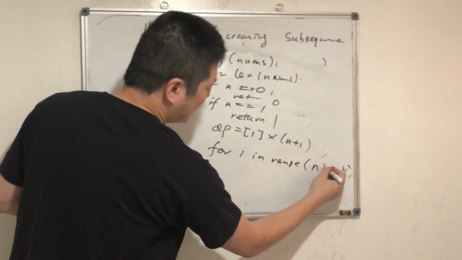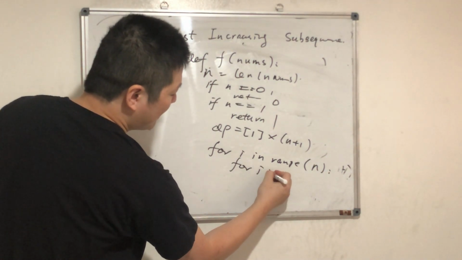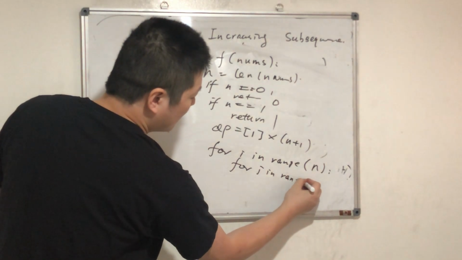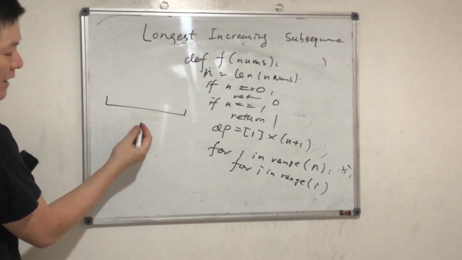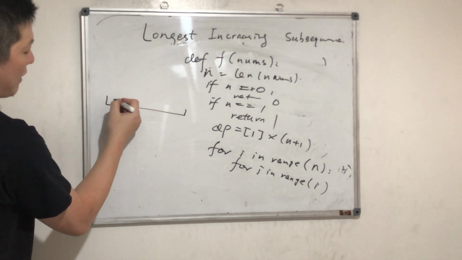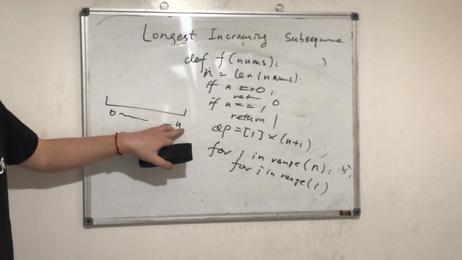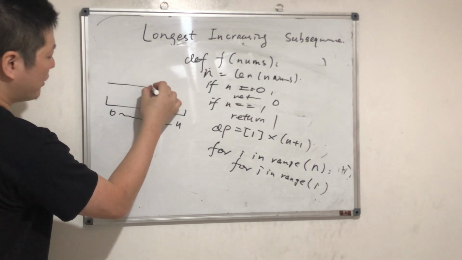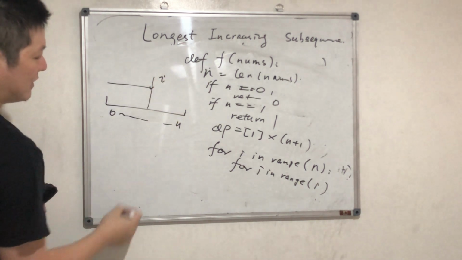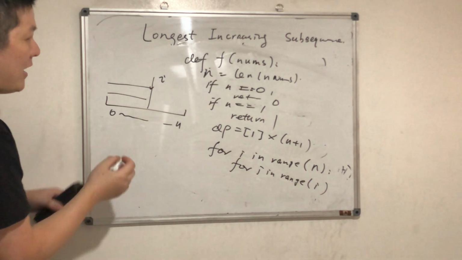Then for i in range n, we do another loop: for j in range i. Basically, look, this number is 0 to n plus 1. When we know i, this is the value, we start from j. j will be up to this point, yeah?